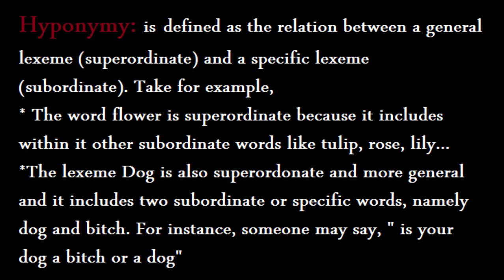Hyponymy is defined as the relation between a general lexeme, or superordinate, and a specific lexeme, or subordinate. Take for example the word flower, which is a superordinate because it includes within it other subordinate words like tulip, rose, and lily. The lexeme dog is also a superordinate and more general, and it includes two subordinate or specific words, namely dog and bitch. For instance, someone may say, is your dog a bitch or a dog?